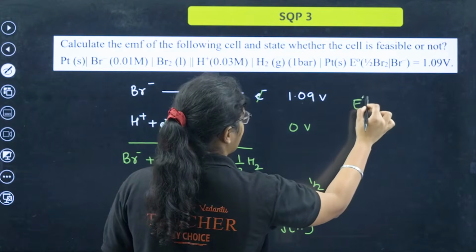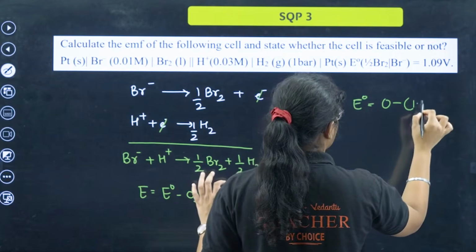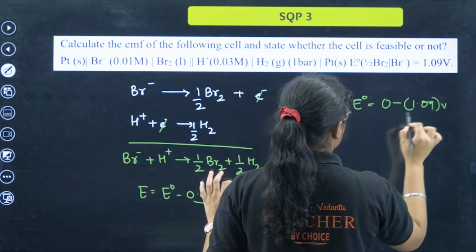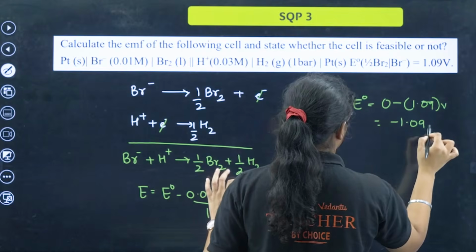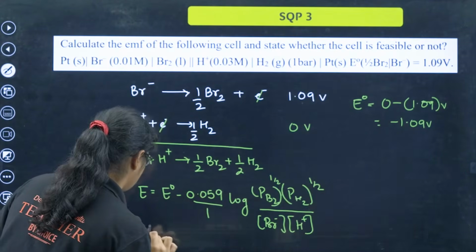Now you can see what is E naught value. E naught value will be what? E naught of cathode minus anode. So 0 minus 1.09 volt. So that will give me minus 1.09 volt. Okay, cathode minus anode. So minus 1.09.